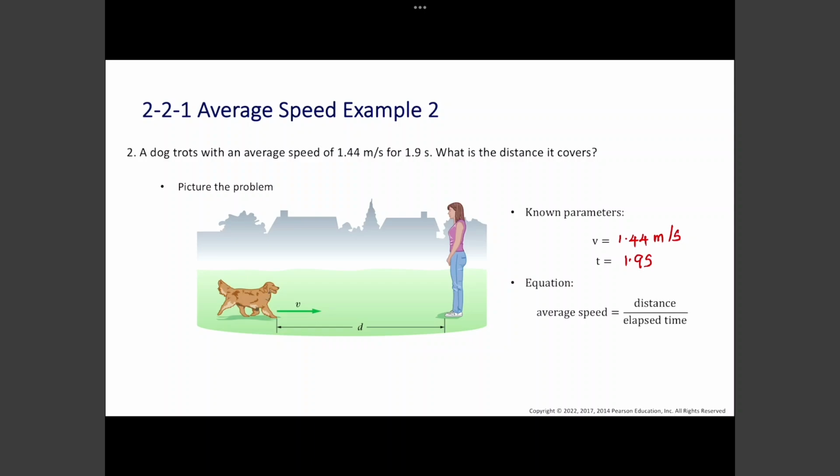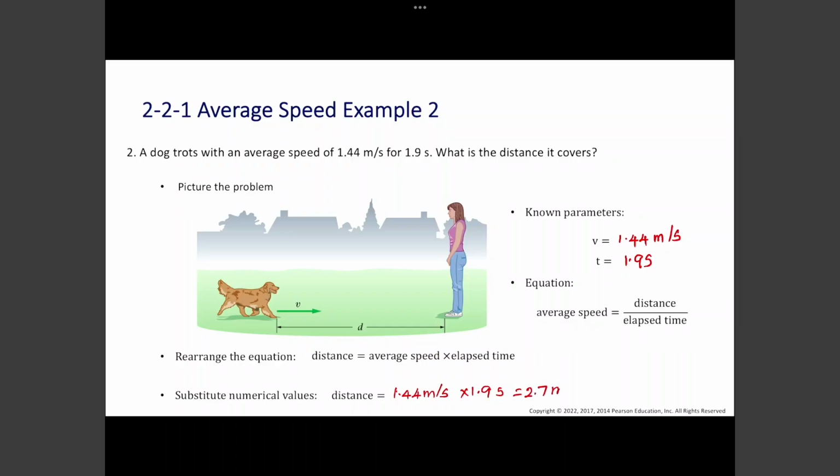Now we have the same equation, which is average speed is equal to distance over time. Now we are asked to find the distance d. So for that we can rearrange the equation so that distance is equal to the speed times the time. Again, by substituting the numerical values, we find the distance is equal to the average speed, which is 1.44 meters per second, times the time, 1.9 seconds, which is equal to 2.7 meters.